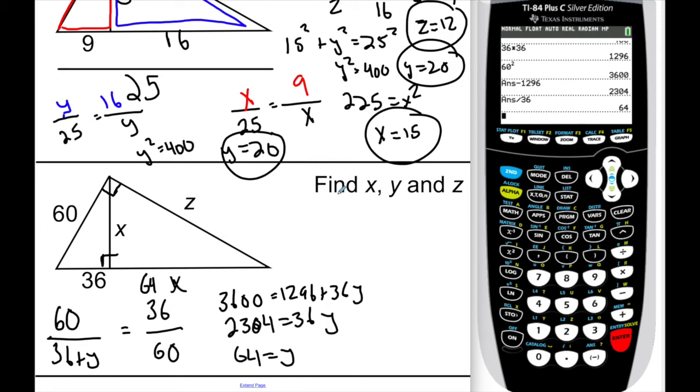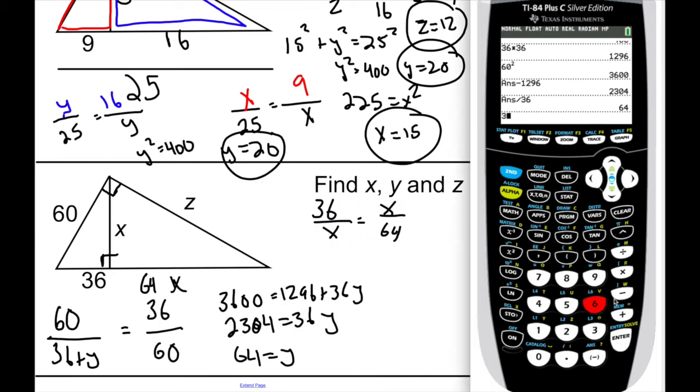So first of all, I now can figure out x. 36 is to x as x is to 64. By the way, you could have x is to 36 as 64 is to x. The proportions are the same. Okay, so again, there's not necessarily one way to set it up. If you get the right answer as me, that's okay.